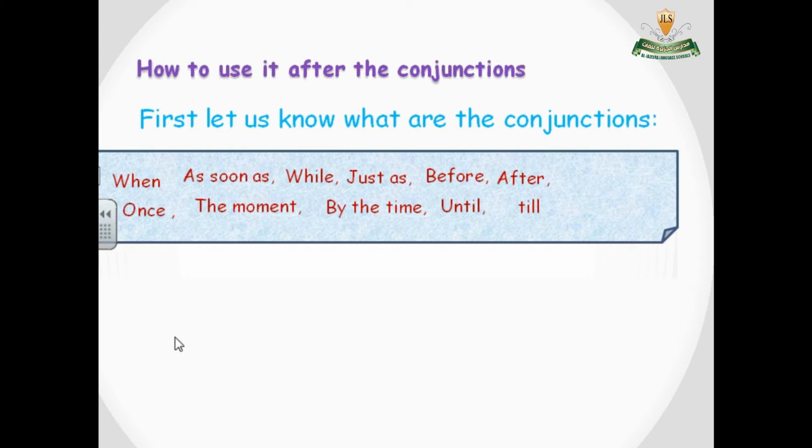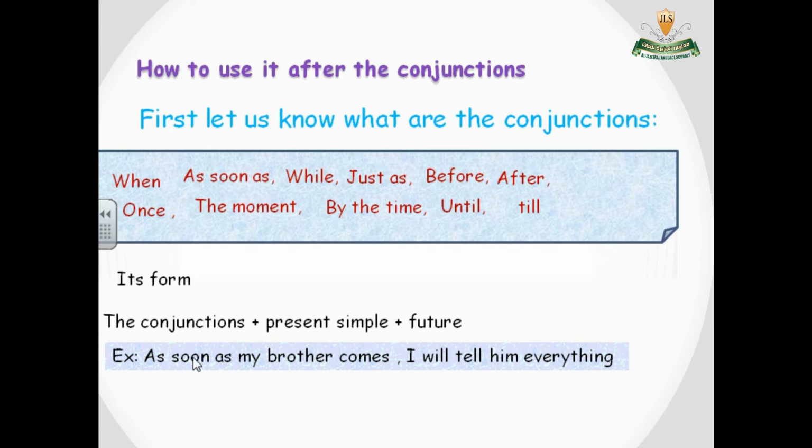Let's see the form. The conjunction plus present simple plus future. For example: As soon as my brother comes, I will tell him everything. So when I'm expressing something in the future with these conjunctions, I am using the present simple. So how do we use it, or what will the sentence consist of?